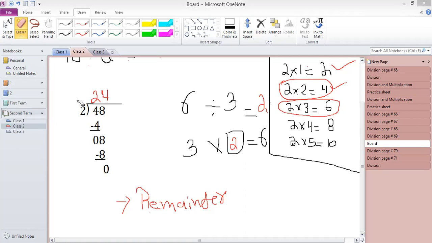Write 8, divide 8 by 2. 8 by 2 is 4. Multiply 2 by 4. 2 by 4 is 8. Take out the difference of 8 and 8. 8 minus 8 is 0. So the remainder is 0. Division is finished and you got the answer, which is 24.